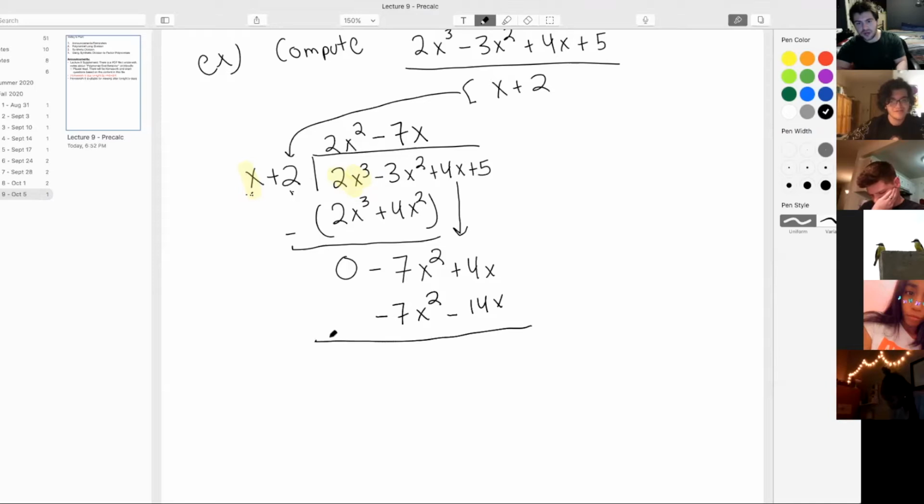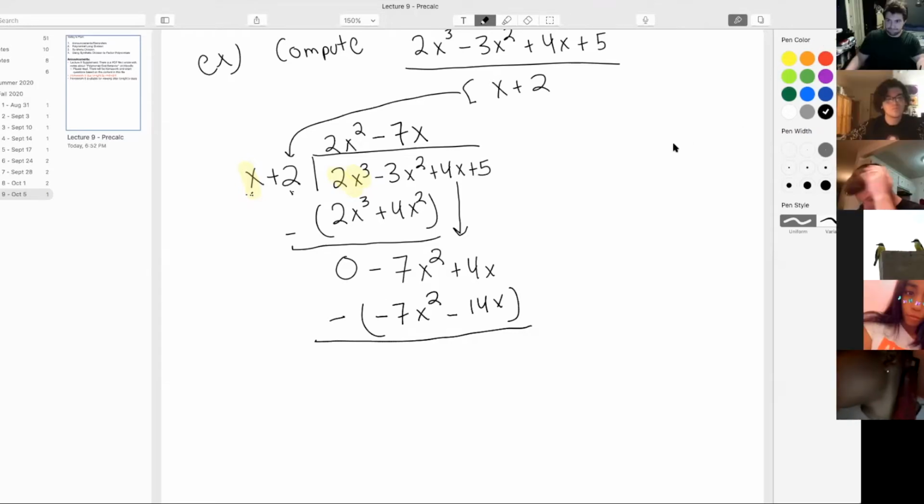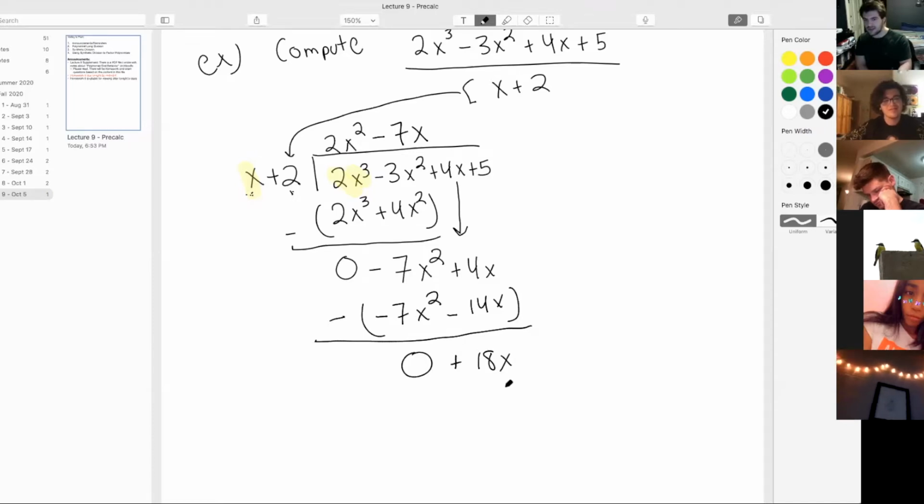All right, then you subtract, put a minus sign, and put that in parentheses, please. Are we all okay so far? Okay, so now do the subtraction. Negative 7 minus negative 7, that's going to be 0. And now you do 4x minus negative 14x. You have a double negative there, so that's just 4x plus 14x, which is 18x. So 18x. And bring down this plus 5.